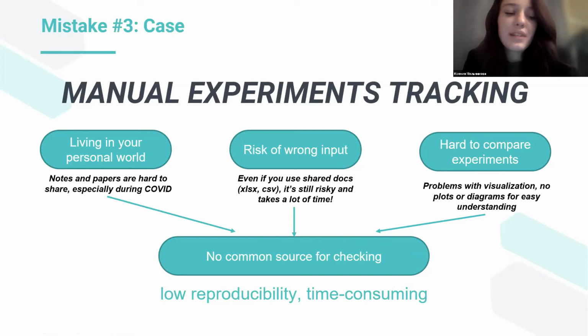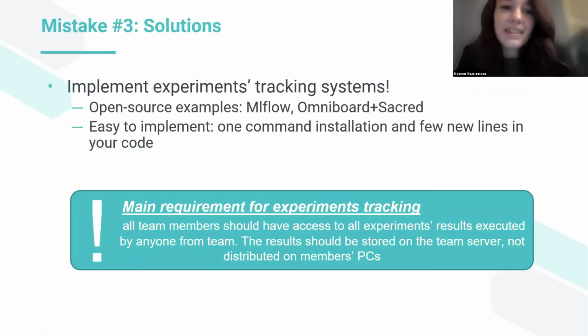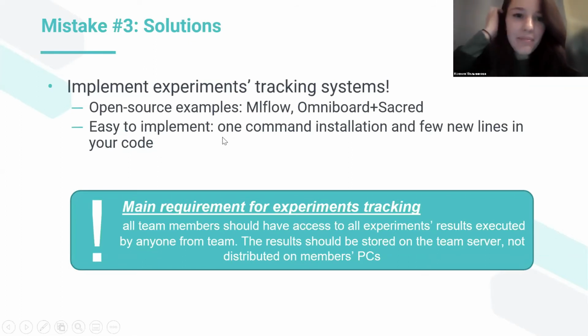And if you want to save money for your company, then please consider implementing experiment tracking systems. I know this solution sounds simple, but many people never heard about any of the solutions that I will tell you about in a few minutes. Just as an example, there are plenty of open source tools like MLflow and Omniboard and Sacred and some others. There are some commercial tools like Neptune and Weights and Biases. It's very, very easy to implement.